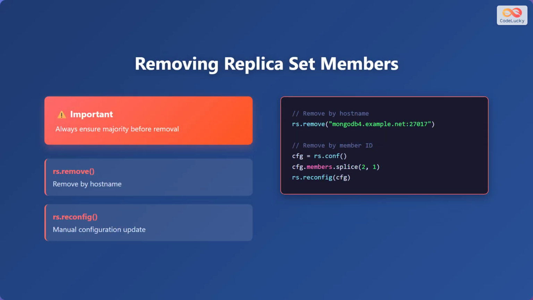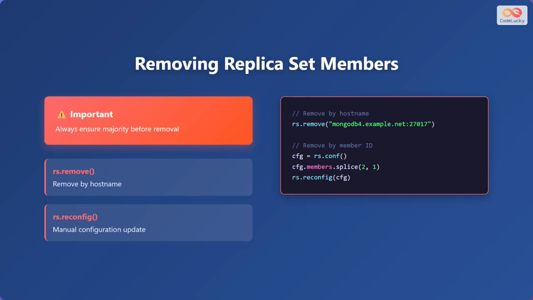When removing members from a replica set, it is important to ensure that the remaining members can still form a majority to prevent data inconsistencies. There are two main methods to remove a member. The first is rs.remove, which removes a member by its hostname. The second is rs.reconfig, which allows for manual updating of the replica set configuration. The code block demonstrates both methods.